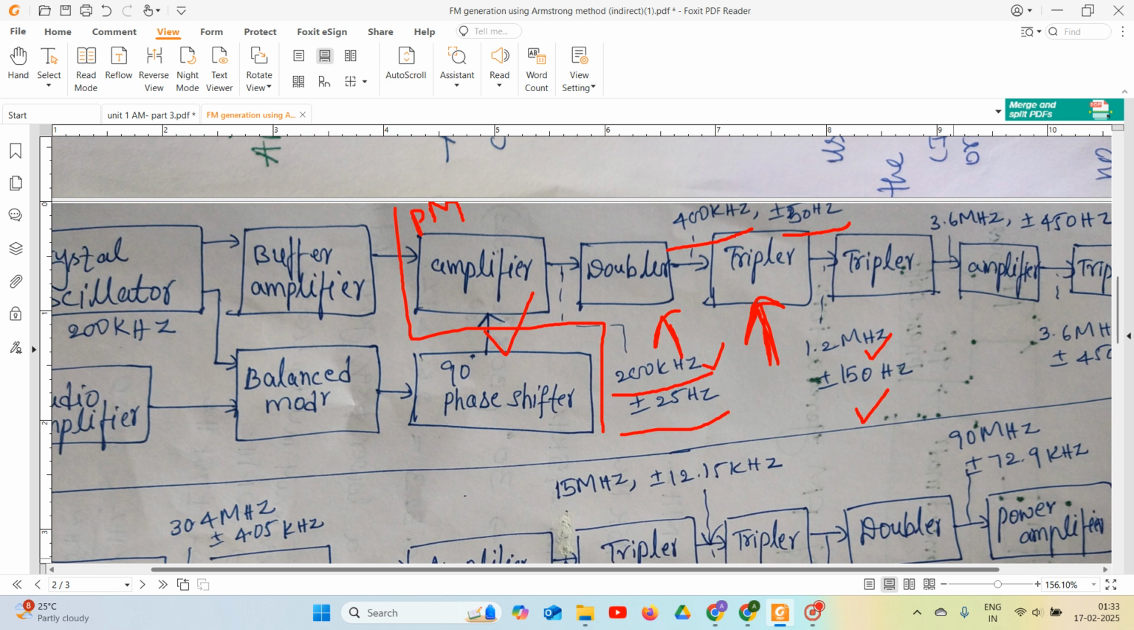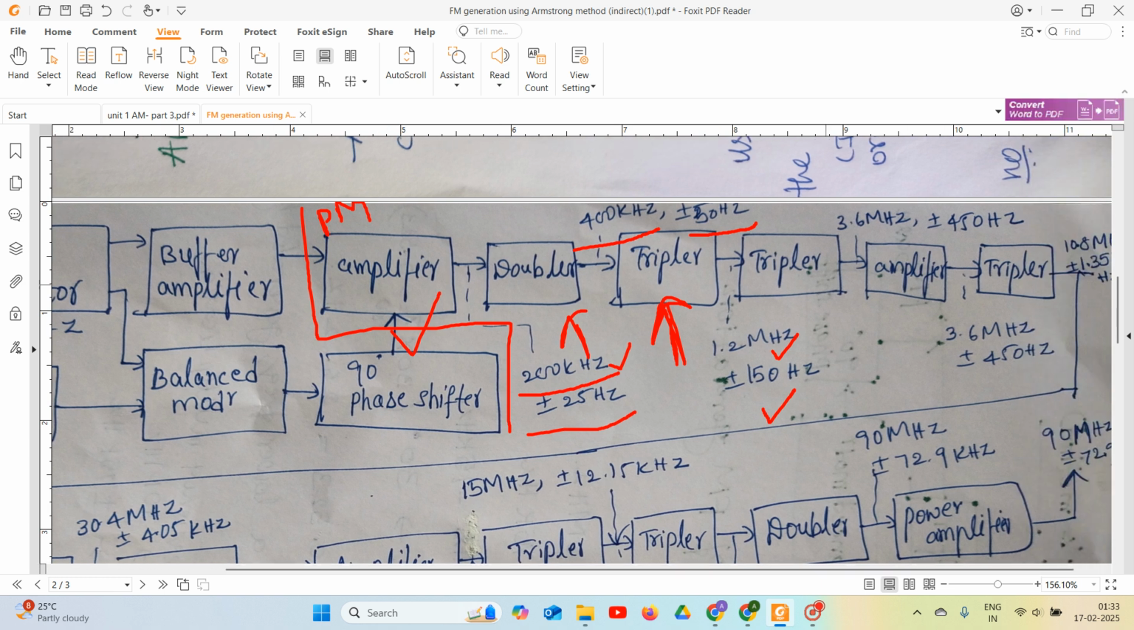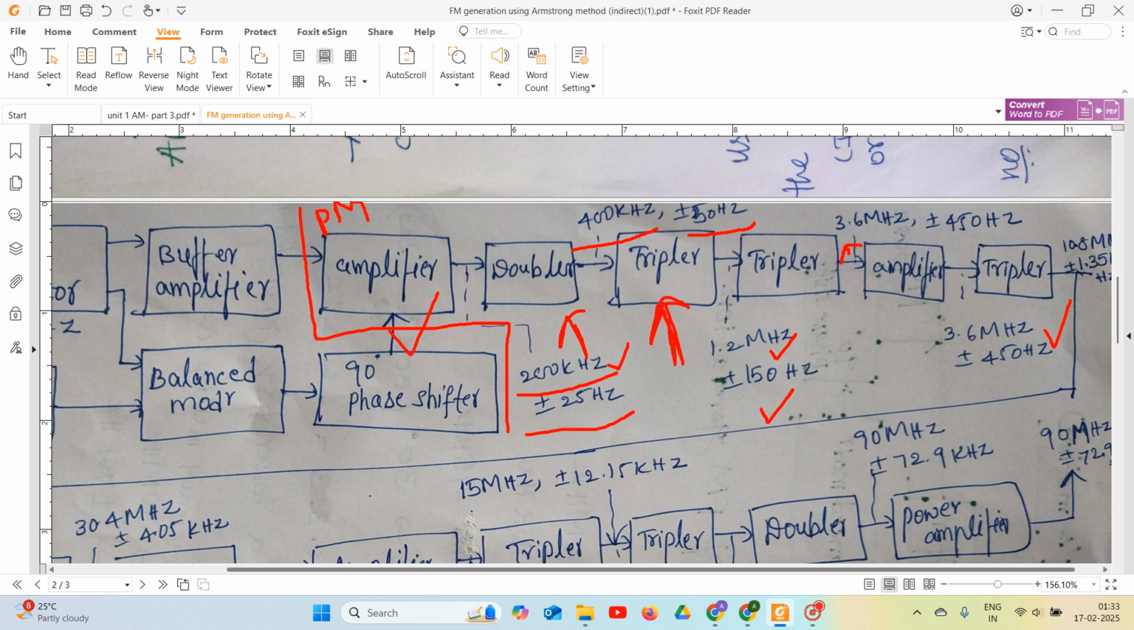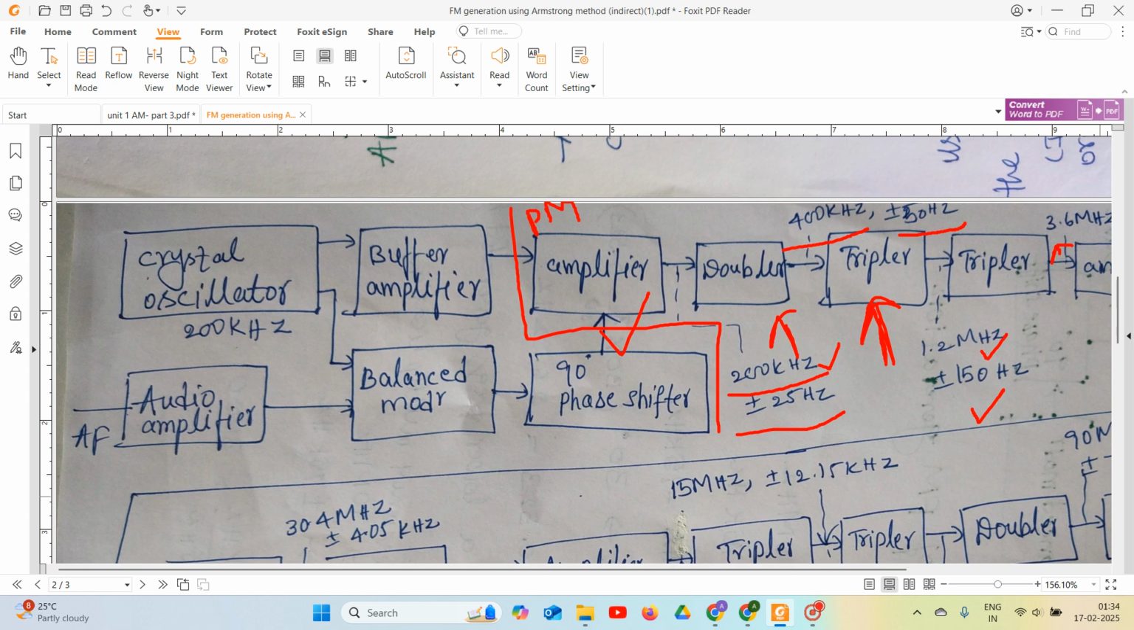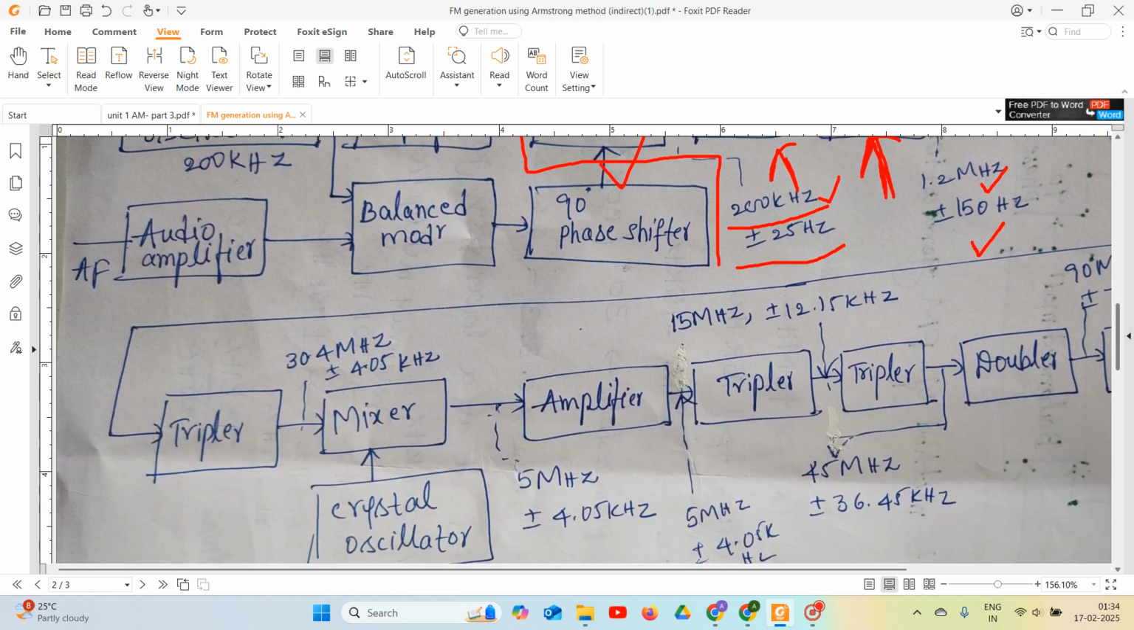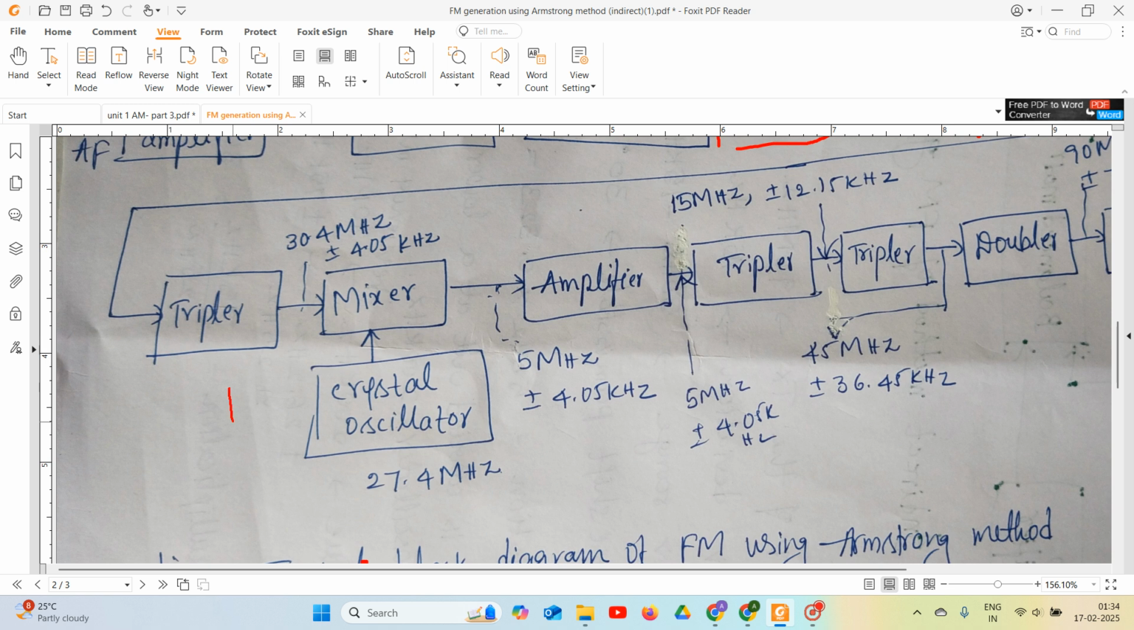Again I am sending it to the amplifier. That amplified signal we send to the tripler, right? Here, by doing the tripler, I have achieved 3.6 megahertz plus or minus 450 hertz. Again I am sending it on, and I have achieved 10.8 megahertz and plus or minus 1.35 kilohertz frequency deviation. Till now I have not achieved the required specification. Again I am sending it to the tripler.